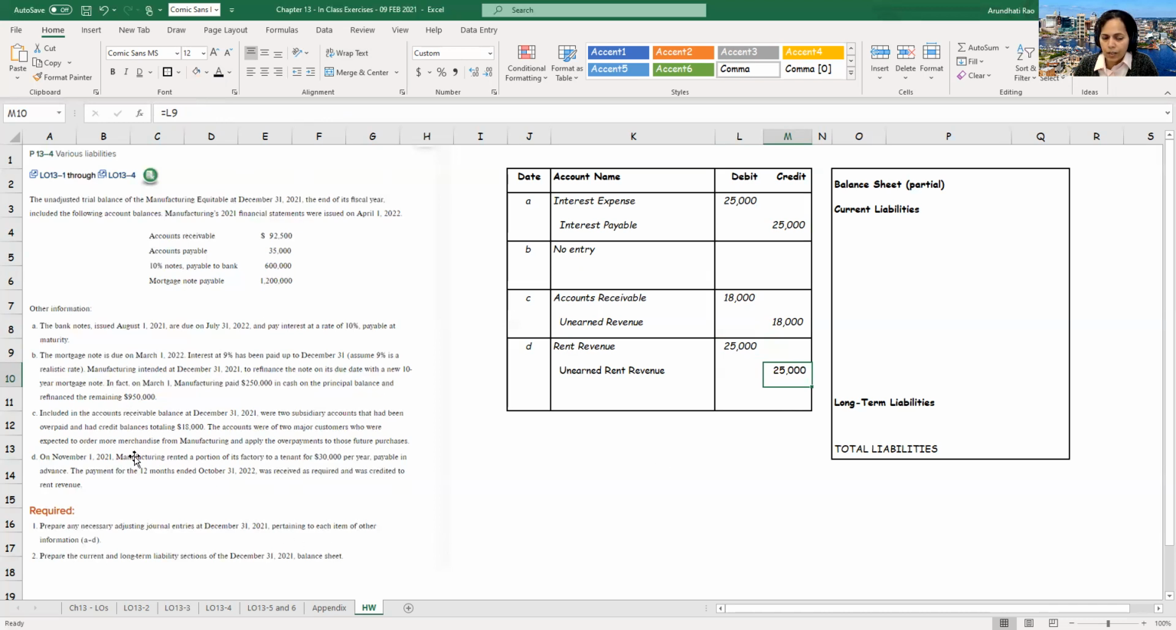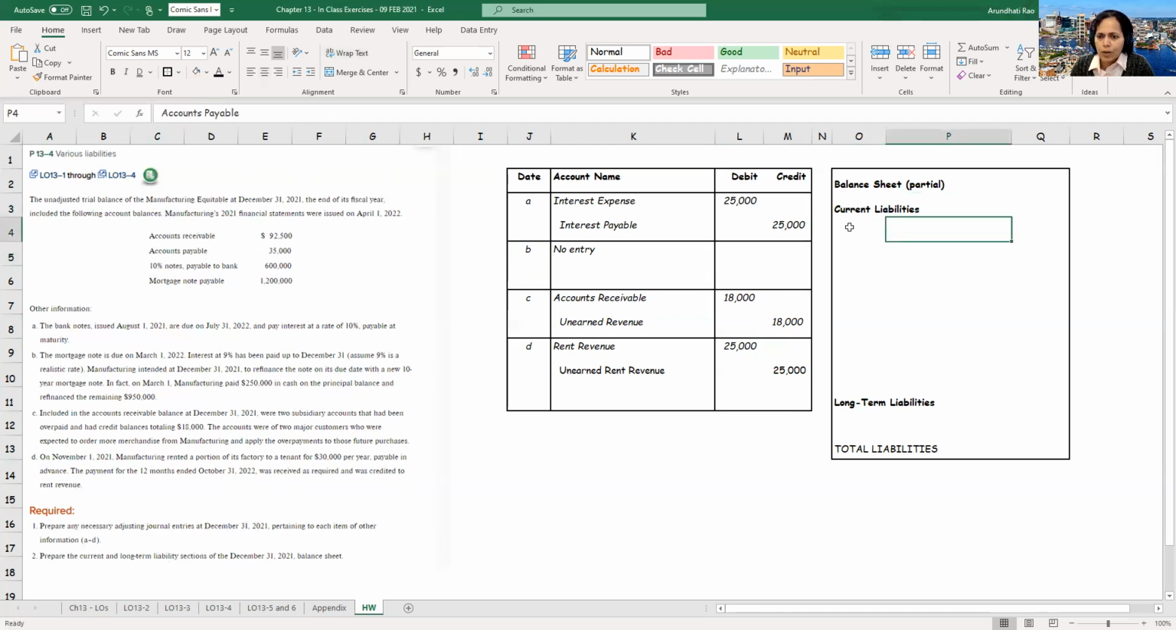So now that I've done all of these adjusting entries, A through D, B did not require an adjusting entry. That was information that I'll use over here in the balance sheet. I now can proceed to the second part, where we've been asked to prepare the balance sheet indicating which items I'll classify as current and which ones will be long-term. So let me go through the list over here. Accounts receivable is an asset. It does come in the balance sheet, but not in the liability section of the balance sheet. I'm just concerned about the liabilities. I'm preparing a partial balance sheet.